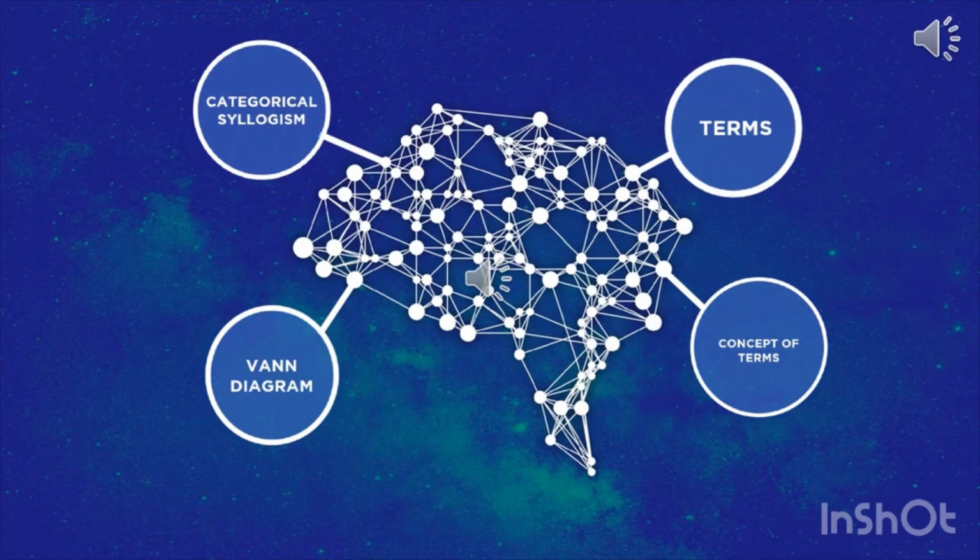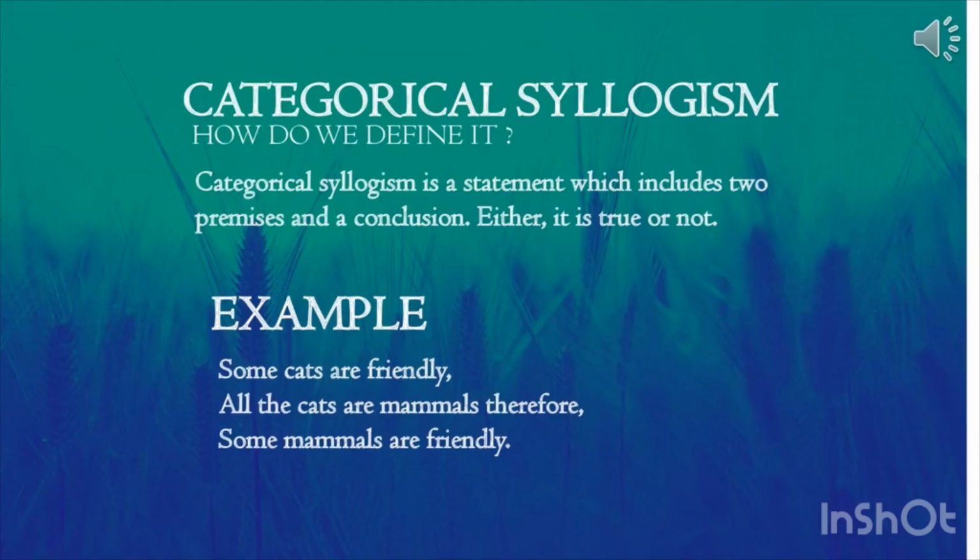In categorical proposition, there are four topics we are going to discuss. Number one is categorical syllogism, the terms and the concept of those terms, and the Venn diagram. First things first, what exactly is categorical syllogism?